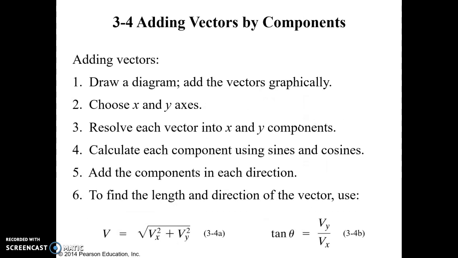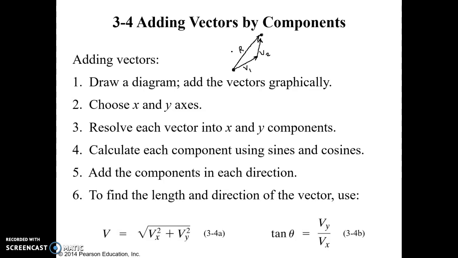So here is a 6-step process laid out by the textbook for adding vectors. This is adding vectors by the method of components. You want to draw a diagram and add the vectors graphically. I think that's really important. So if you've got one vector going this way and another vector going this way, the resultant is from the beginning to the end. Okay, so we've got like vector 1, vector 2, and the resultant.